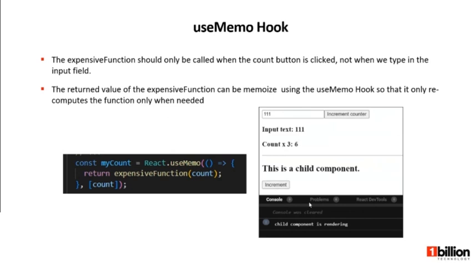field. We can memoize the return value of the expensive function using the useMemo hook so that it recomputes the function only when needed, that is when the count button is clicked. For that we will have something like this. Now if we test that once again, we will no longer experience the lag while typing in the input field.